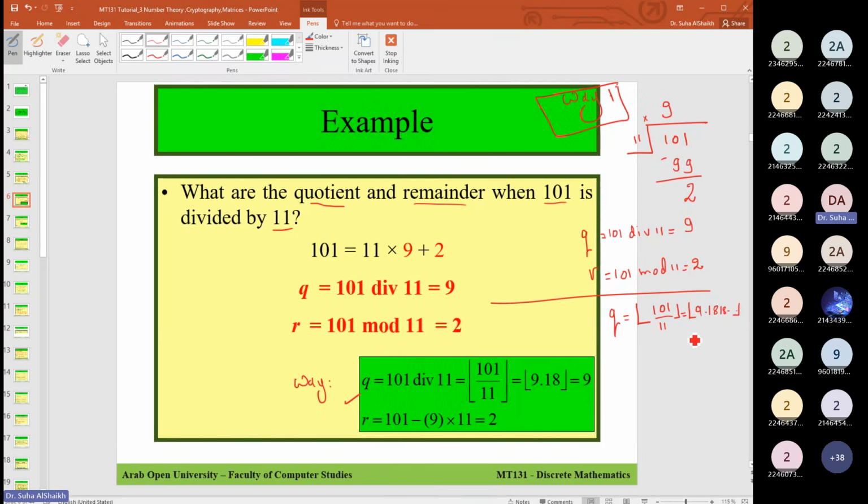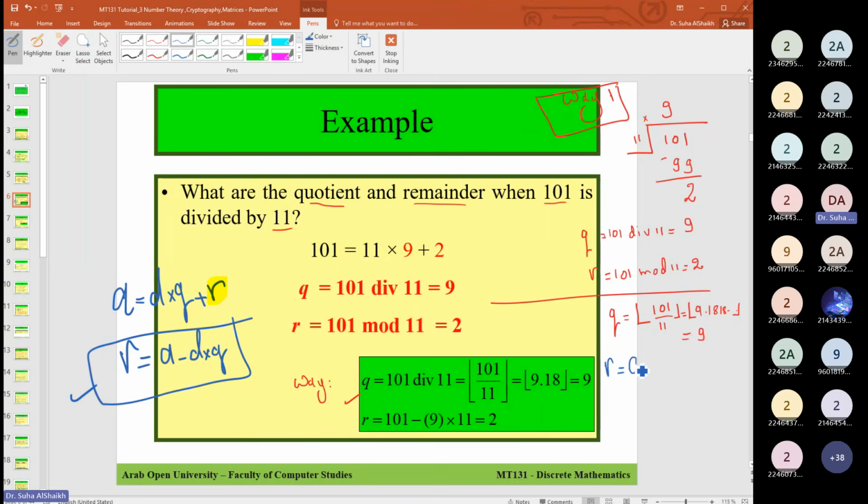What is the floor of 9.18? It's equal to 9, and this will give me the quotient. Also, I have that A is equal to D multiply with Q plus R. If I want R, I bring everything to the other side. So I will get that R is equal to A minus D multiply with Q. And this is what I'm going to use to find the remainder here.